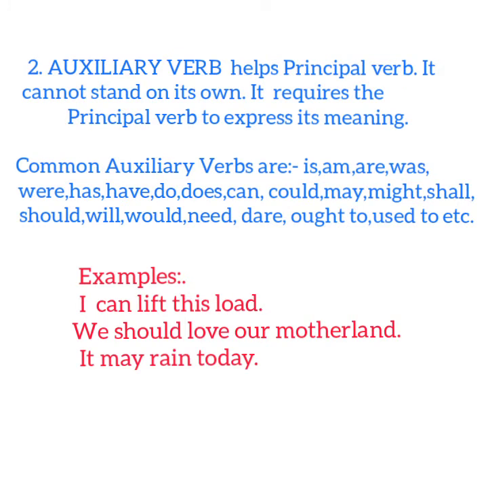Number 2, auxiliary verb. An auxiliary verb helps the principal verb. It cannot stand on its own. It requires the principal verb to express its meaning. So auxiliary verbs always need the support of a principal verb. It is also known as the helping verb. Common auxiliary verbs are are, was, were, has, have, do, does, can, could, may, might, shall, should, will, would, need, dare, ought to, used to, etc.